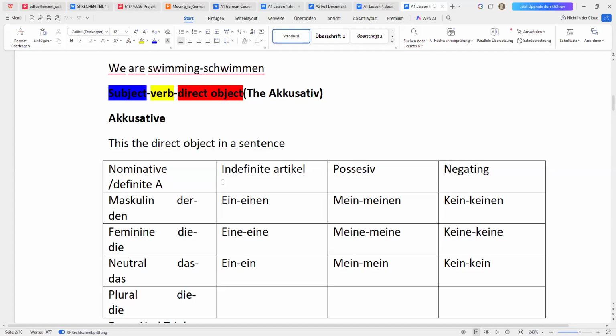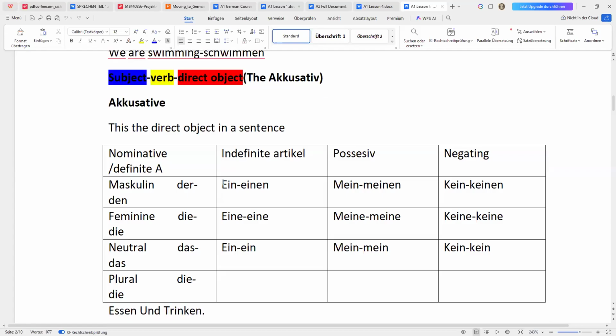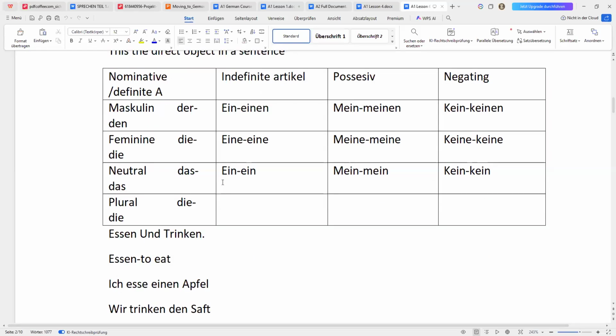Feminine, neutral, and plural, they remain the same. Nothing changes in them. So, for example, I just want you to see some Beispiel here. Ich esse einen Apfel. Ich is the subject. Esse. What am I eating? Einen Apfel. Was isst du? Einen Apfel. So, einen Apfel there is the accusative.